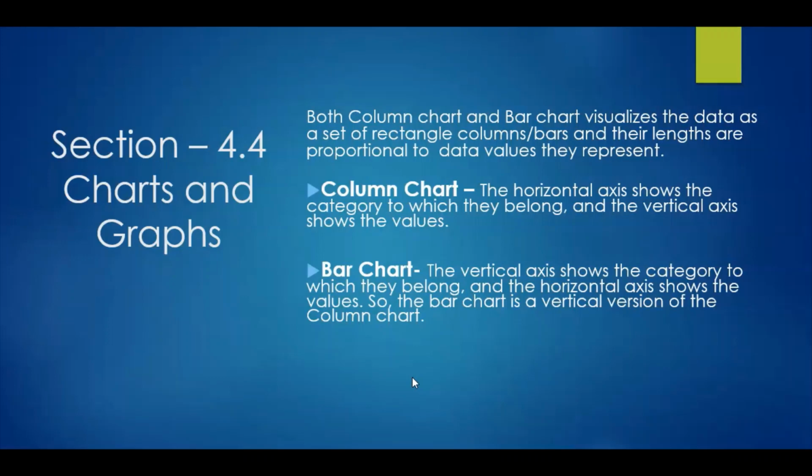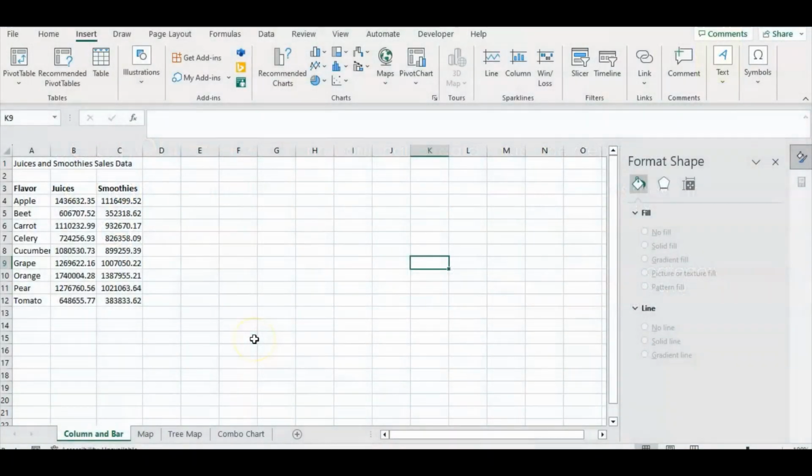Let's create column chart and bar chart in Excel. Table contains juices and smoothies sales data. It has three different columns: flavor, juices, and smoothies. It represents the sale of juices and smoothies for different flavors like apple, beet, carrot, and so on.